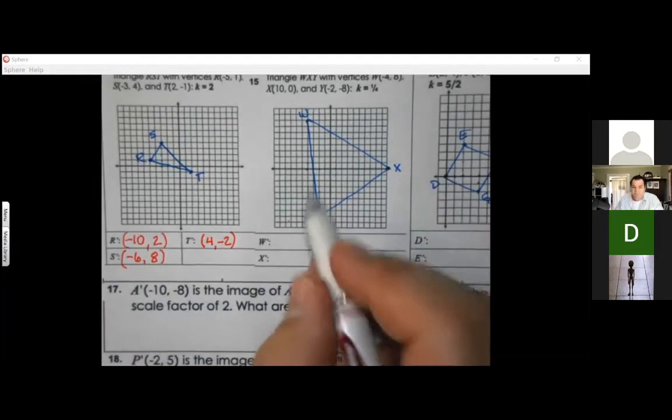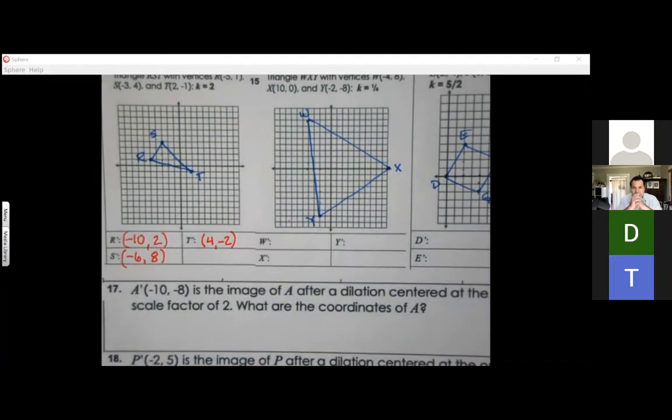And I have, again, a question. So how do we know it's going to be negative in the front? Is this the same rule as the last ones? Each of these pages is going to have different rules.